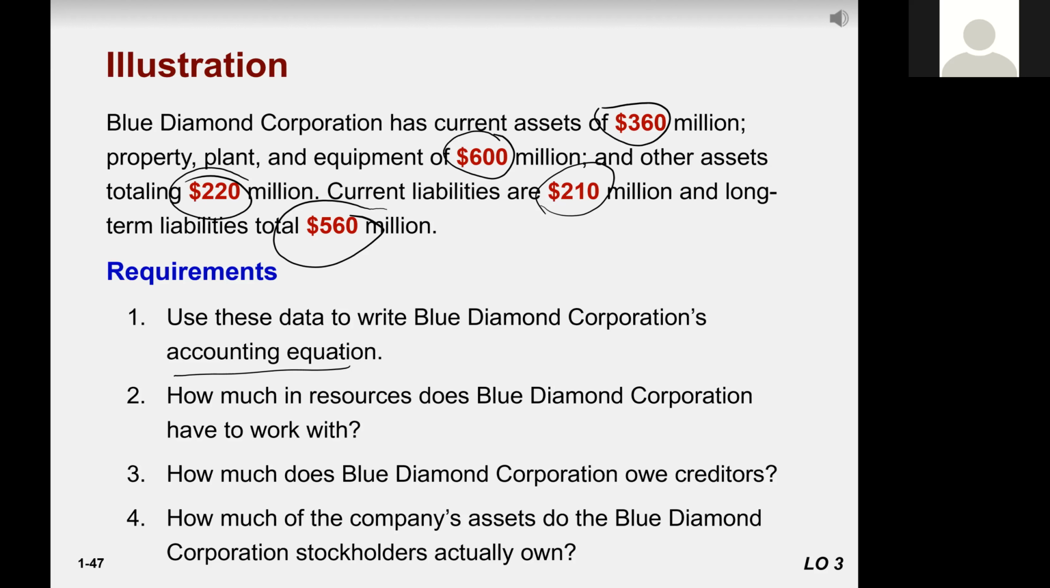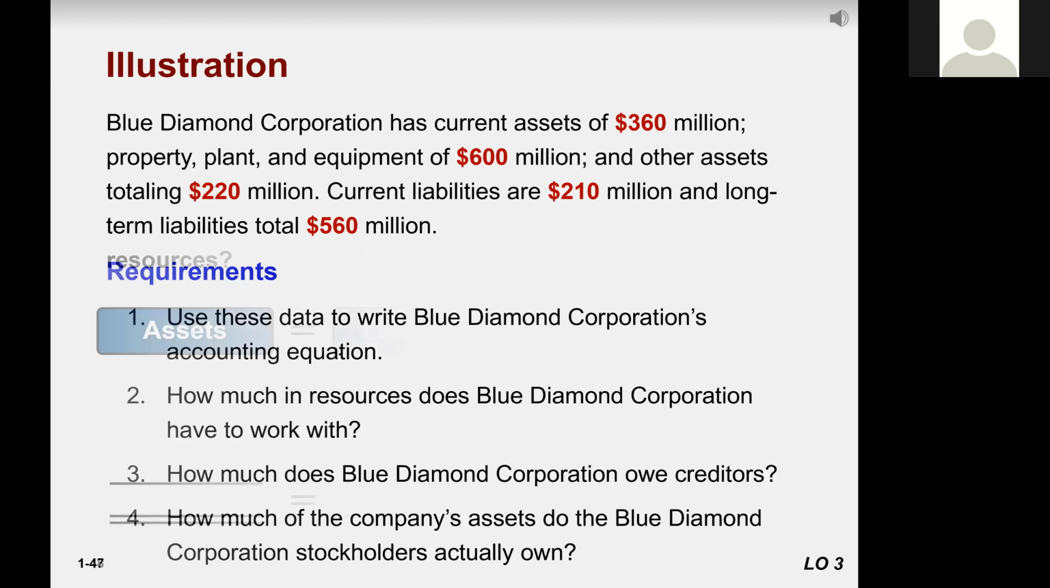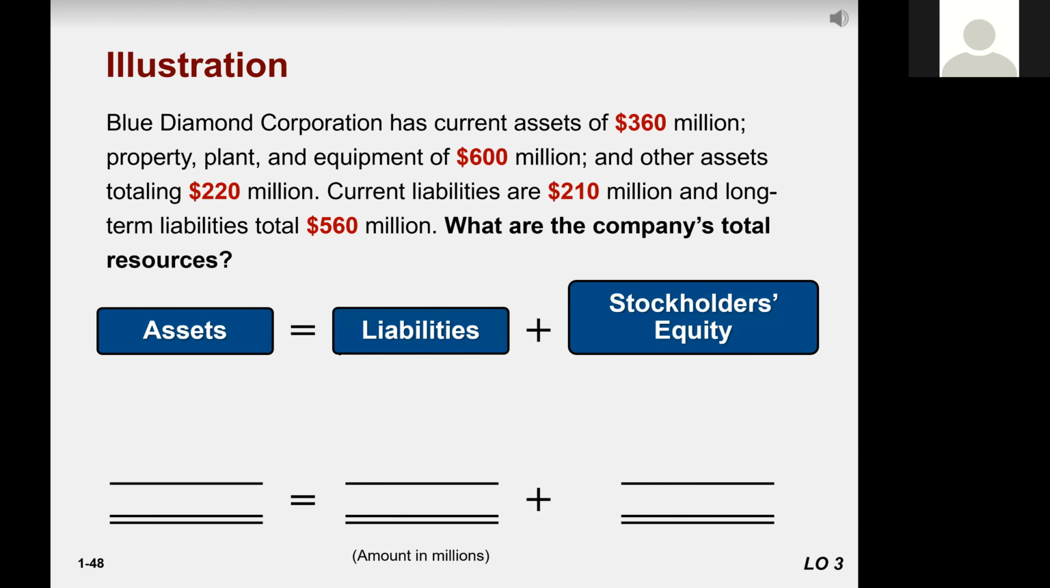So what is the accounting equation? Assets is equal to liabilities plus owner's equity. So this 360 million current assets, yes. Plant, property, and equipment, these are the assets we talked about in our previous slide. Yes, these are the assets. Other assets, it is already mentioned, which is 220 million, right?